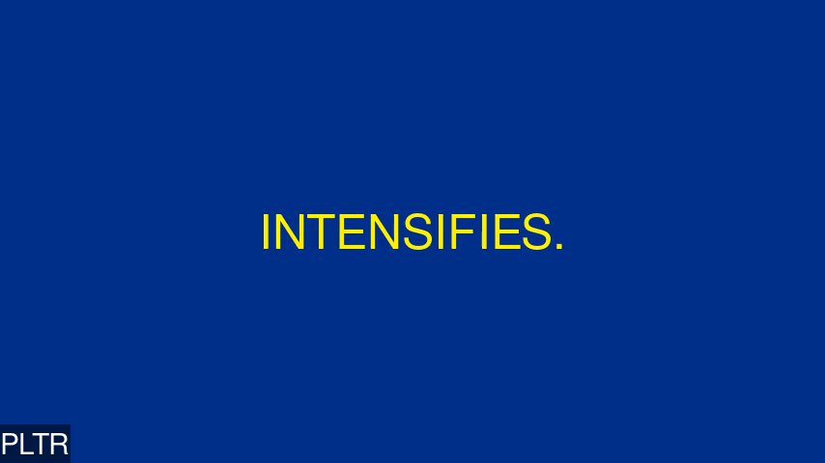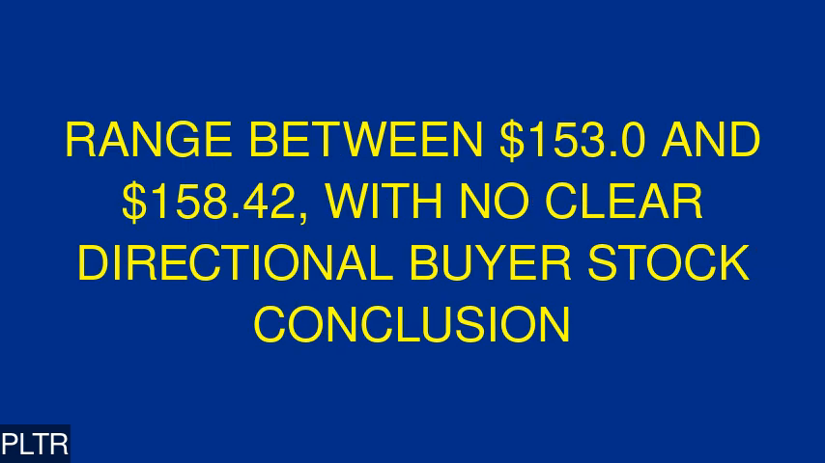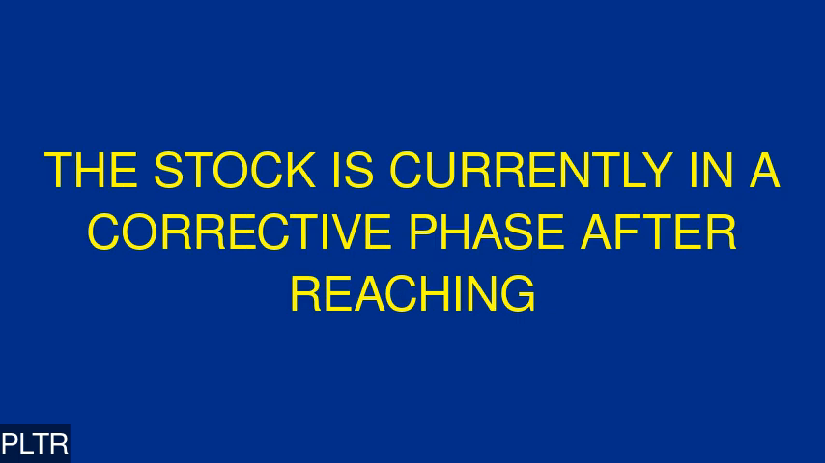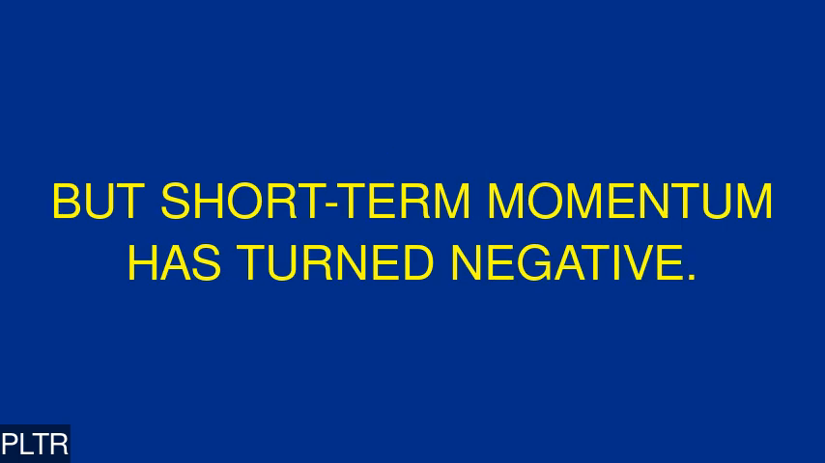A neutral scenario would involve the stock continuing to trade in the current range between 153.0 and 158.42, with no clear directional bias. Conclusion. PLTR stock has shown strong performance over the past 3 months, with a significant rally from mid-June to early August. The stock is currently in a corrective phase after reaching its recent highs. The technical indicators suggest the medium-term trend remains positive, but short-term momentum has turned negative.